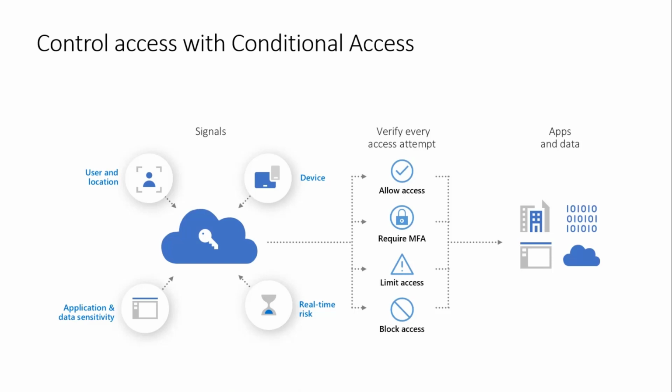The graphic here really shows a lot of the signals that we evaluate and that we can use, including the user location, IP ranges, the device health, and other information about the device. There's the real-time risk, which is integration with Azure AD Identity Protection. So if there's some unusual behavior detected, or there have been offline detections that lead us to believe that the account has been compromised, then we can flag that.